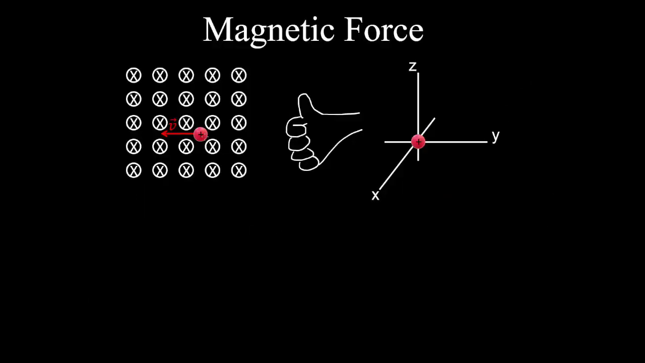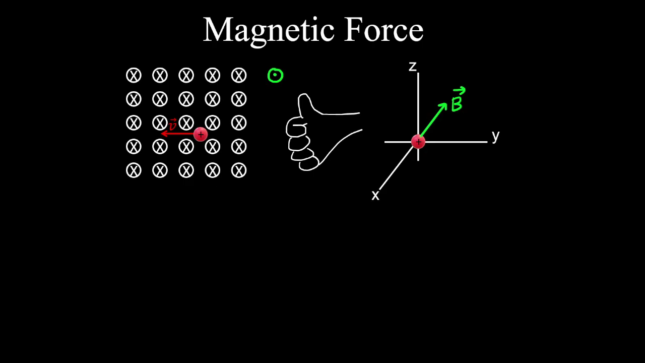Suppose we have a charge moving in a magnetic field. So when we draw the magnetic field in this manner, the X is the tail of the magnetic field vector. So you can visualize the magnetic field vector as pointing in the negative X direction or into the screen. Whereas if we draw the magnetic field vector in this manner, then it points along the positive X axis in this case.